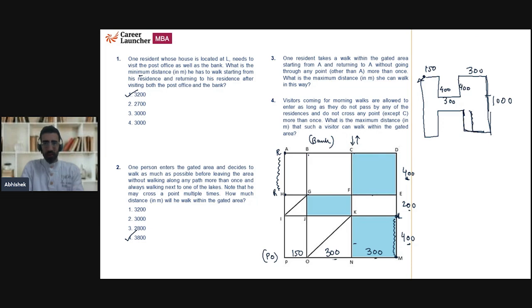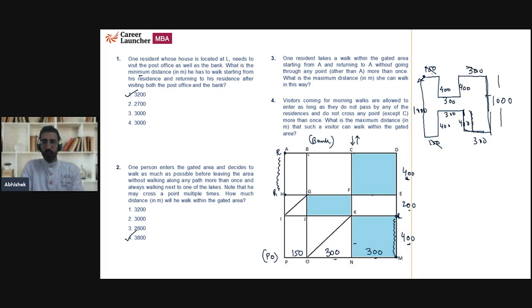No, I think this is the highest. Yeah. Then 1000 from here to here. Then it's 300. This 400. This is 300 again. This is 400 again. This is 150, and then again, boom, straight back 1000. So if you just add up, right, 150 into 2 is 300.